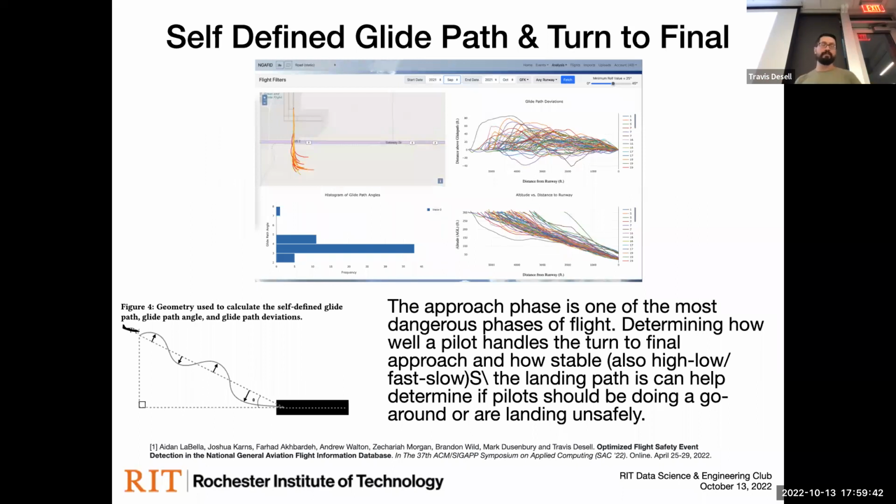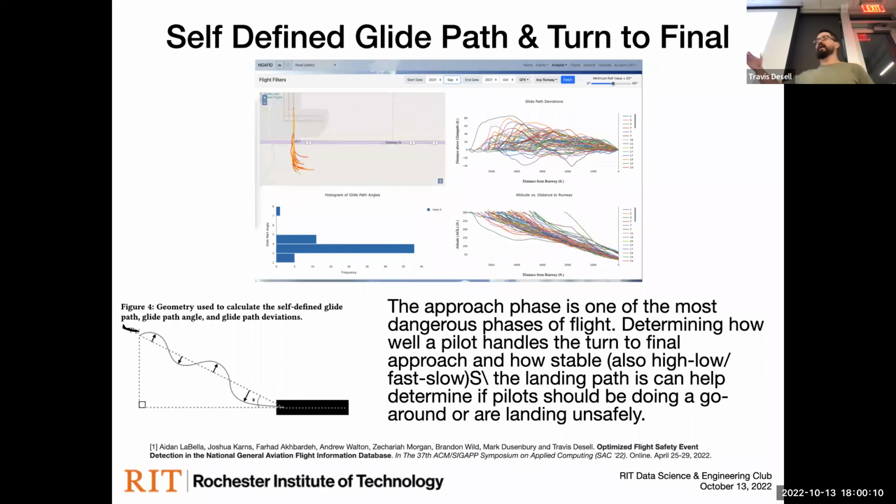So one of my PhD students, Josh, who's working at Meta for this semester, should be back in the spring, has been working on self-defined glide path and turn to final code, which is pretty much there. The idea here is for the turn to final. So the approach phase, like when you're about to land, is one of the most dangerous parts of flying because that's when you're most likely to crash, right? So one of the important things is the turn to final.